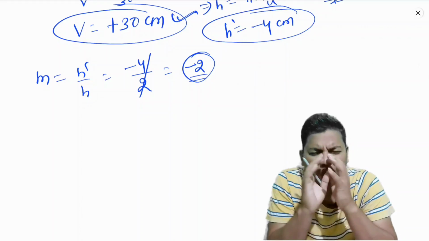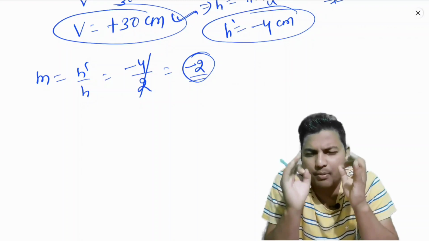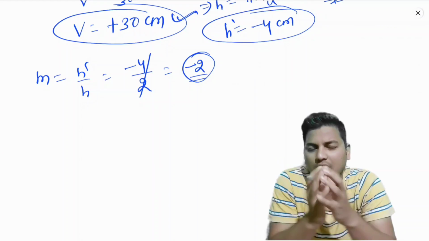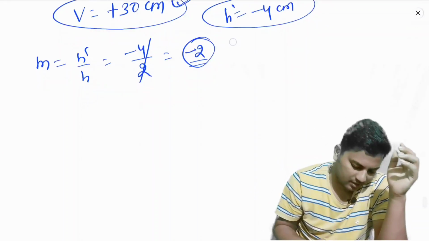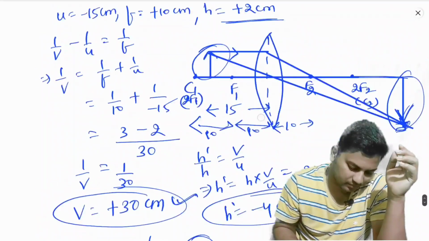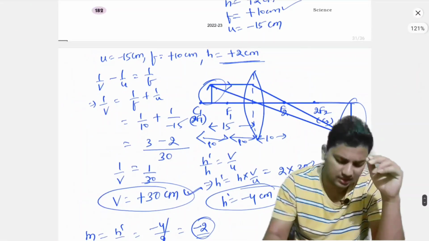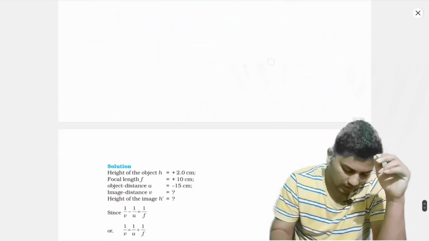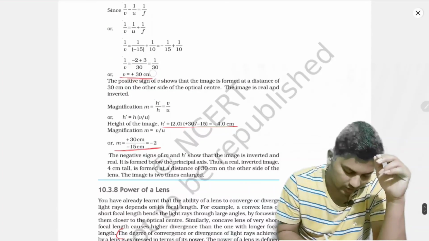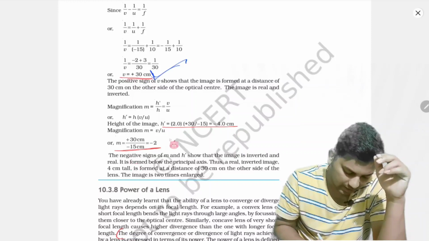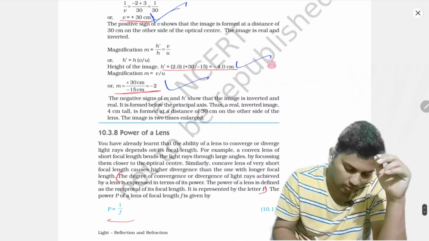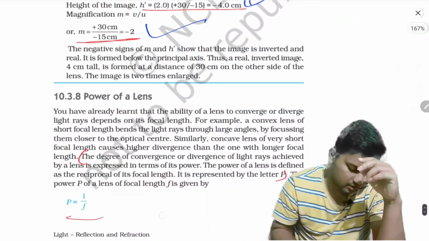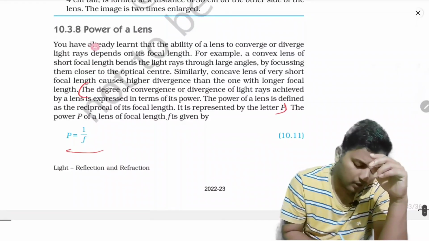I hope you are all enjoying this wonderful session and learning great concepts. Clear? So now please go through the next concept. We have solved 2 questions, and now we will be moving to our next important concept. Here we got v equal to plus 30, m equal to minus 2, and h dash is equal to minus 4. Now one of the biggest concepts on this lens system, that is power of a lens.